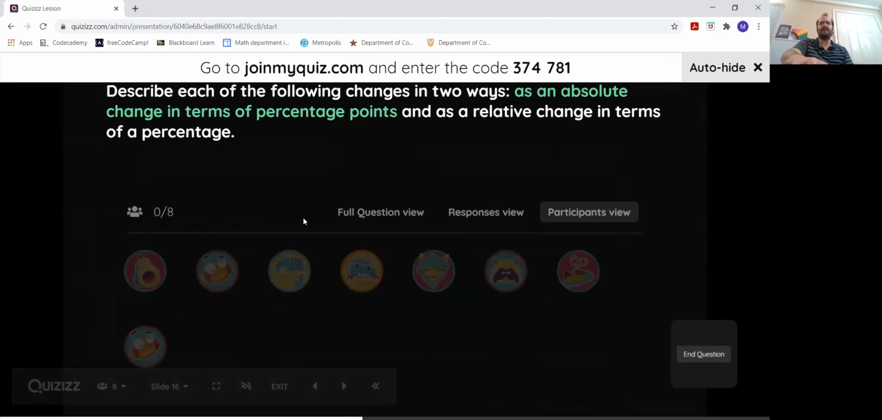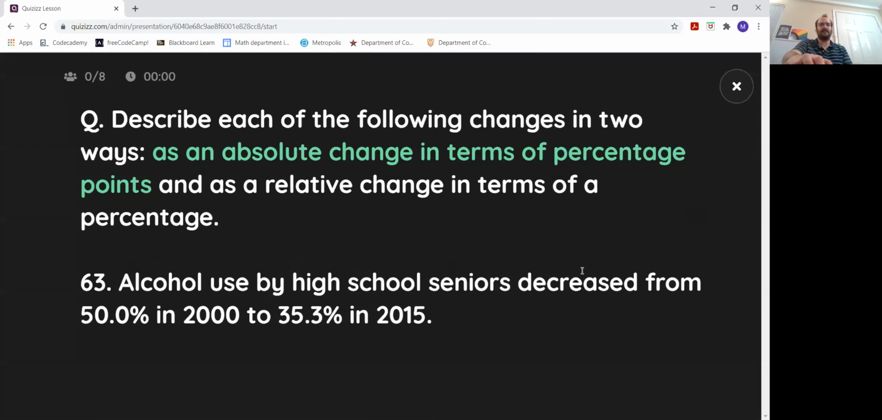Same thing here. We still have percentages. This is another percentages of percentages. Alcohol use by high school seniors decreased from 50% in 2000 to 35.3 in 2015. So now we want the absolute change in percentage points.